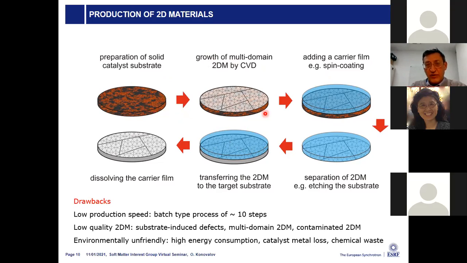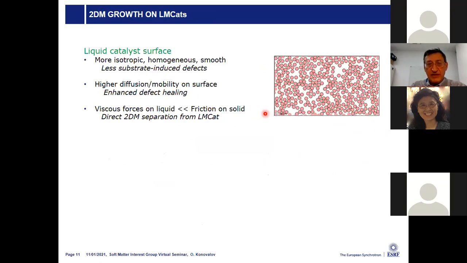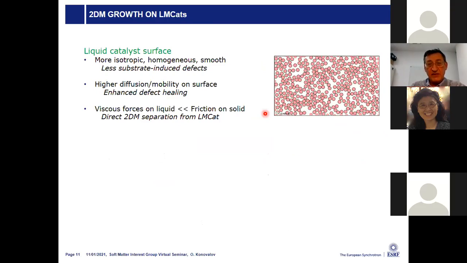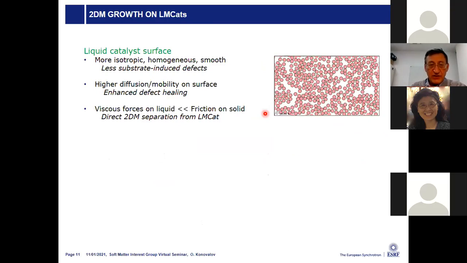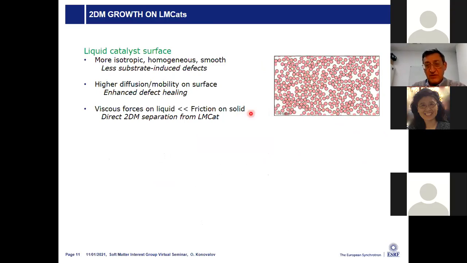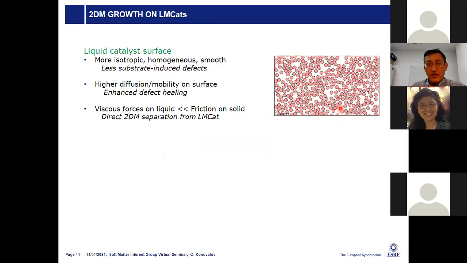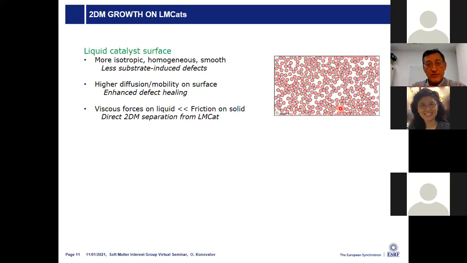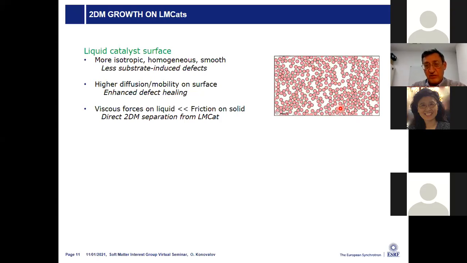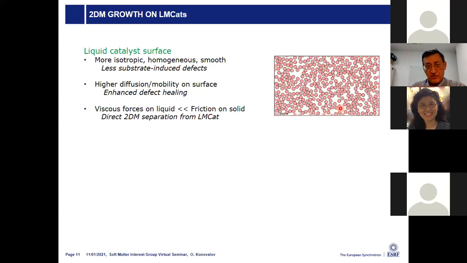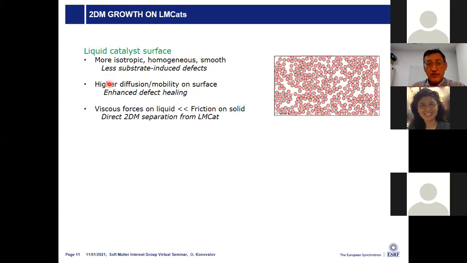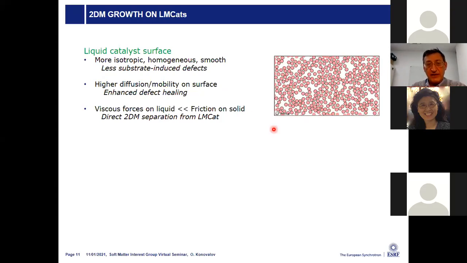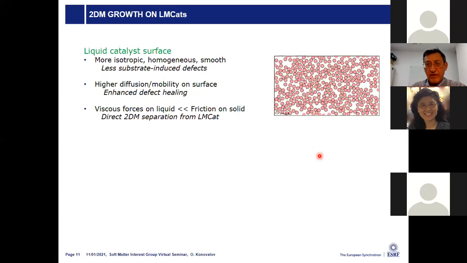Looking at that, it might be an idea that, for example, instead of a solid catalyst, we take a liquid catalyst, copper. Here the advantages are the following. First, the surface is more isotropic, so it is homogeneous and smooth due to the high surface tension of liquid metals. So we can hope to grow much better crystals without defects. Due to the high diffusion of the atoms on the surface, we can anneal defects, or they can simply go away from the samples.